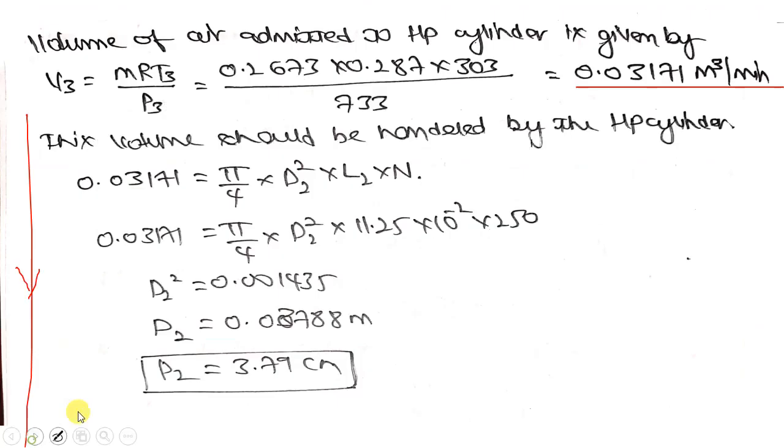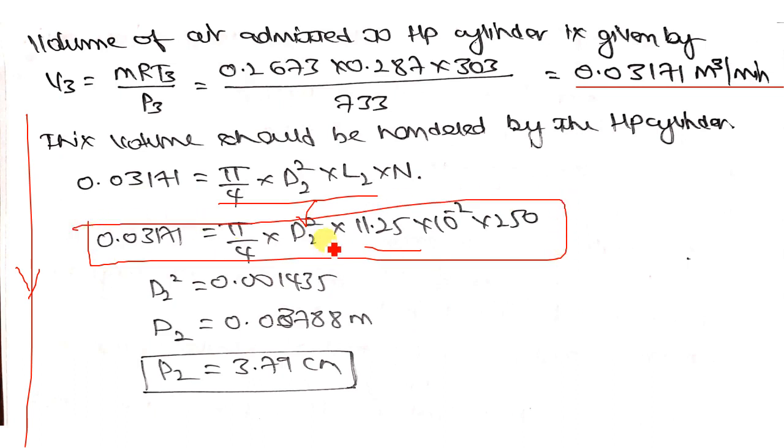d2 you don't know, you have to calculate it. Anyhow, the stroke remains the same for the LP and HP cylinder, which is given in the problem as 11.25, and n is also given. So the only unknown in this whole thing is d2. That can be calculated very easily as 3.79 centimeters. So this is how we calculate the diameter of your HP cylinder.